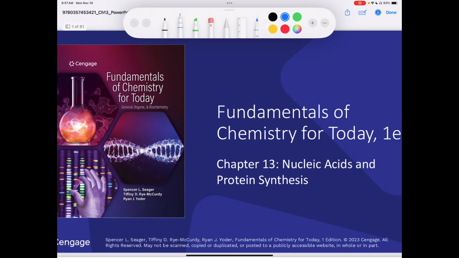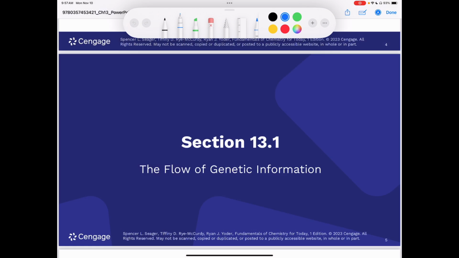All right. Chapter 13 deals with nucleic acids and protein synthesis. And we're going to start, of course, at section 13.1, which deals with the flow of genetic information.